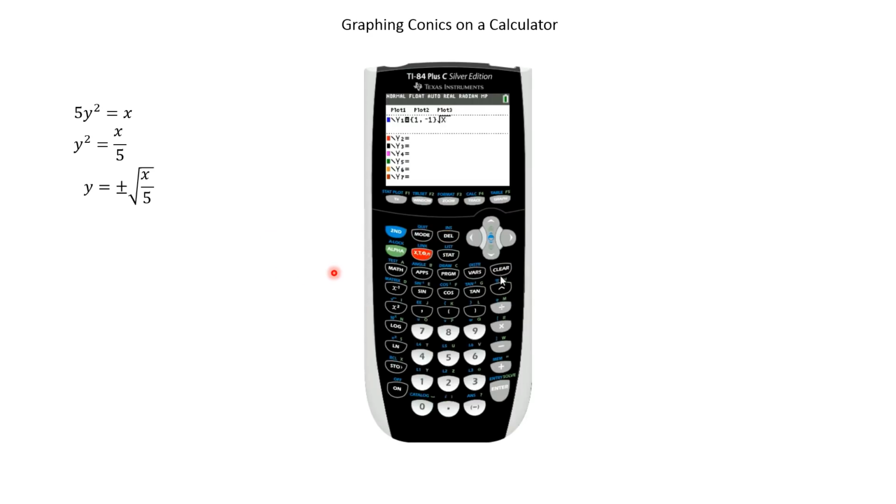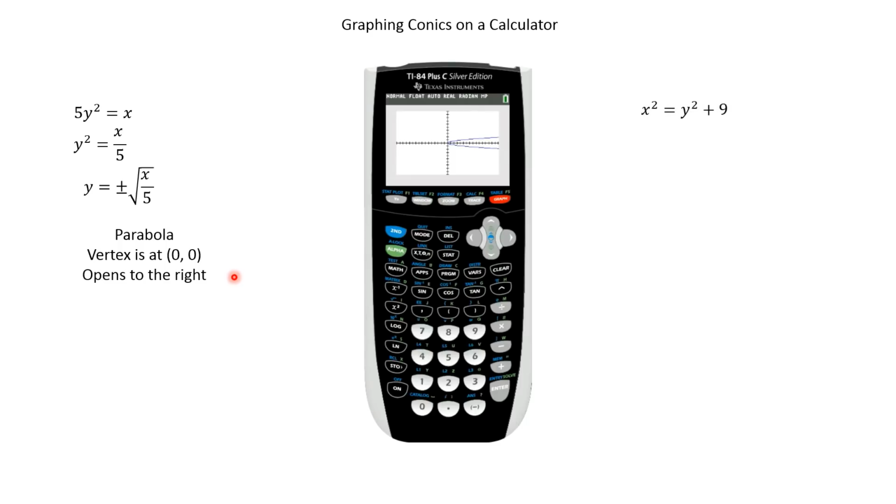So x divided by 5, and we can graph. And we get that piece, the positive piece, and the negative piece. And so what does this look like? Well, there's only one of them, so it looks like a parabola. Now, a parabola doesn't have a center, but it does have a vertex at 0, 0. And then it opens. It can open 4 different directions. It can open up, down, right, or left. This one opens to the right.